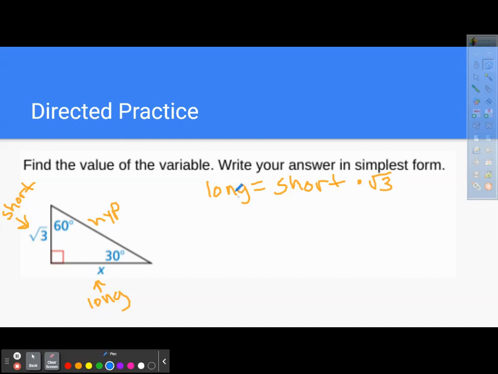Okay. Now, what do I plug in for the longer leg, Lincoln? Equals x. What about for the short leg, Sydney? Square root of 3. So square root of 3 times the square root of 3. Anybody know what this answer is without even typing it in your calculator? 3. So x equals 3.